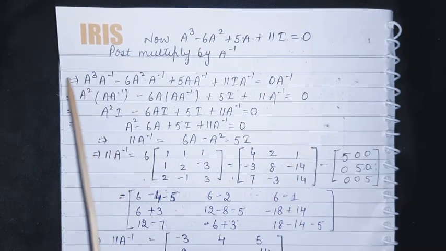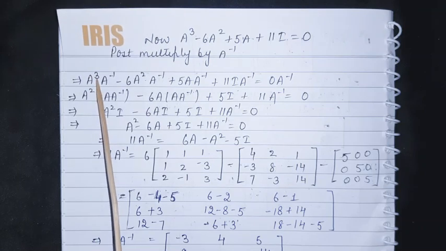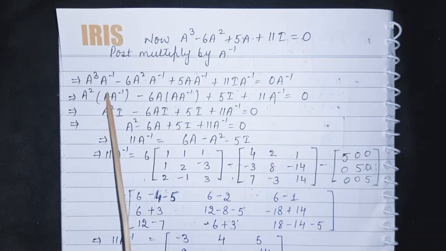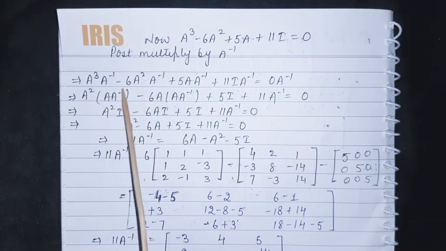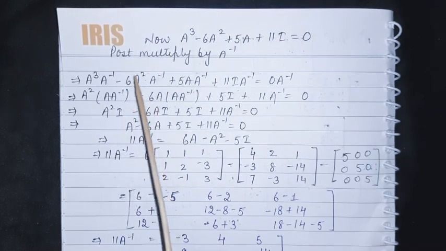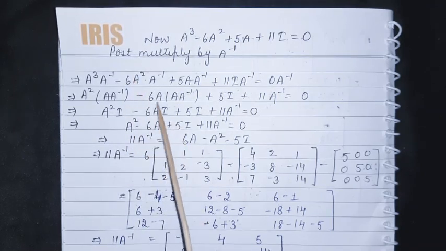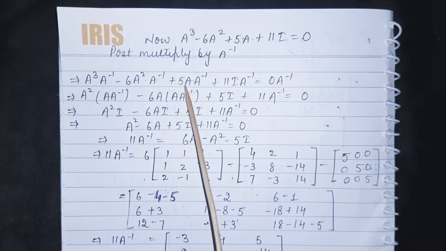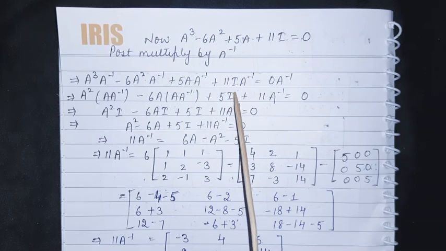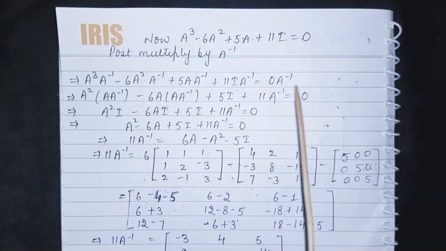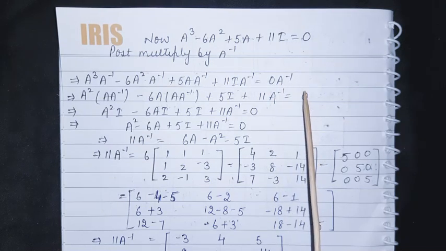Let's solve it further. It is A raised to the power 3, so it can be written as A square into A, and A inverse can be written in one bracket because matrix multiplication is associative. Then minus 6, this is A square. One A is with 6, and one A we have combined with A inverse. A multiplied with its inverse is nothing but identity, and identity matrix into any other matrix is nothing but the matrix itself, and a 0 matrix multiplied with any other matrix is a 0 matrix.